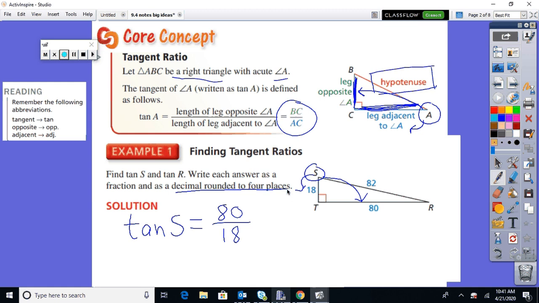So we're just going to throw 80 divided by 18. You can reduce it if you want to 40 over 9, or you could just go straight to 4.4444. So that's rounded to 4 places. All right, now let's switch gears for the second part of this question.